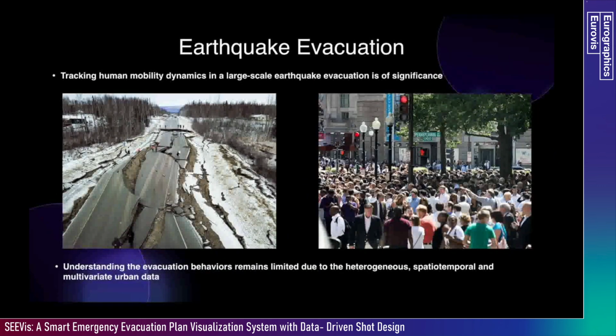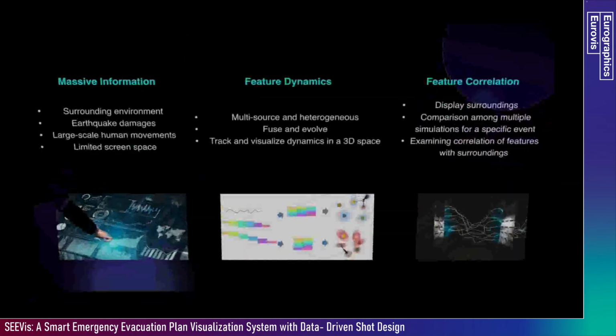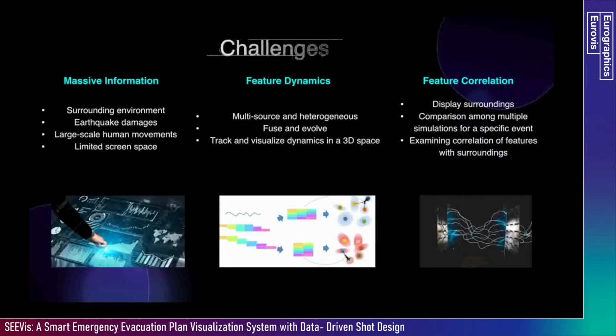I will give you a little bit about the research background. As we all know, tracking human mobility dynamics in a large-scale earthquake evacuation is important. However, due to the large urban data with heterogeneous spatial, temporal, and multivariate attributes, understanding of evacuation behaviors remains limited. Experts usually use general-purpose visualization software like ParaView or AVS to help them analyze the earthquake evacuation data.